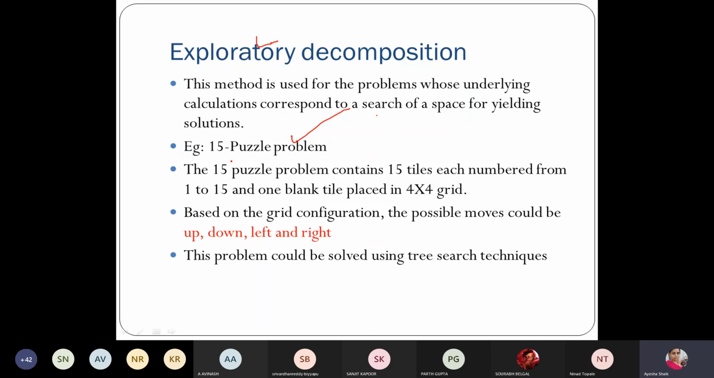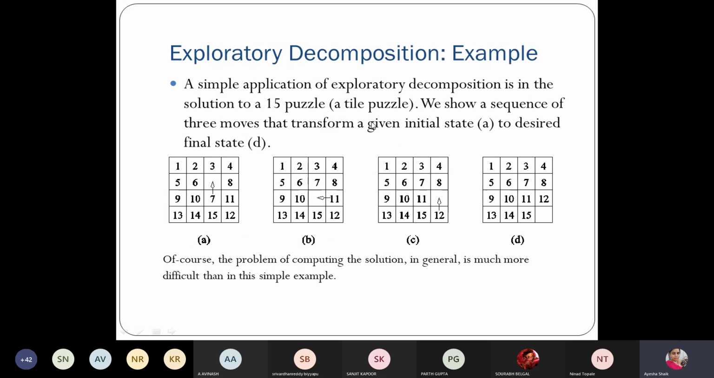Here in the 15 puzzle problem, there are 15 tiles, each numbered from 1 to 15, and one blank tile, all placed in a 4 by 4 grid. Based on the grid configuration, we have to move a tile either up, down, left, or right. This problem we can solve using tree search techniques.